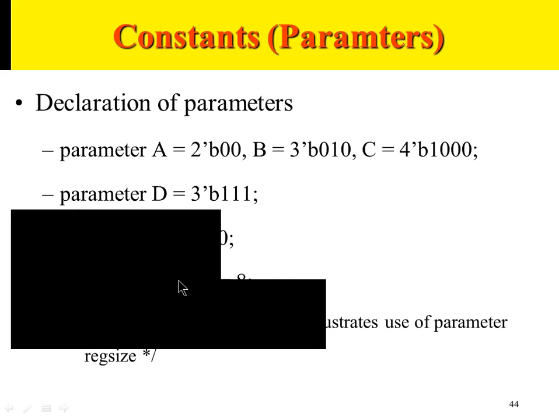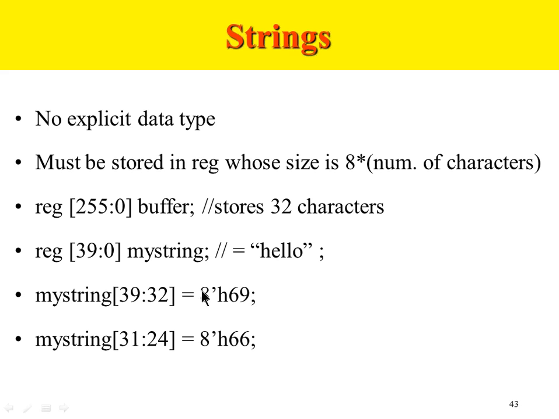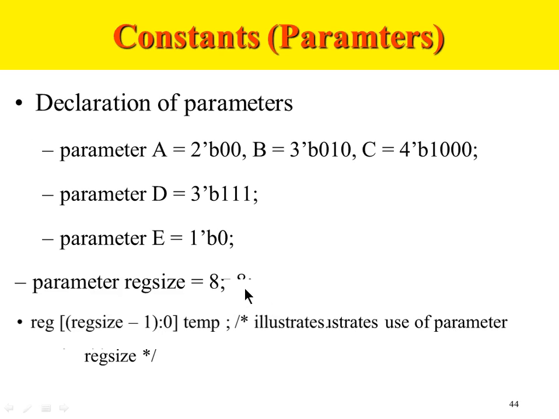For example, parameter reg size is equal to 8. This is a decimal value. When I have to declare a binary value, I have to say tick B, depending on how many bits it is. When I want to declare a hex value, I have to declare tick H along with how many bits of binary I need. If I declare directly, it's a decimal value. For that, I don't have to say tick D or anything. If I just say this, it's a decimal value.